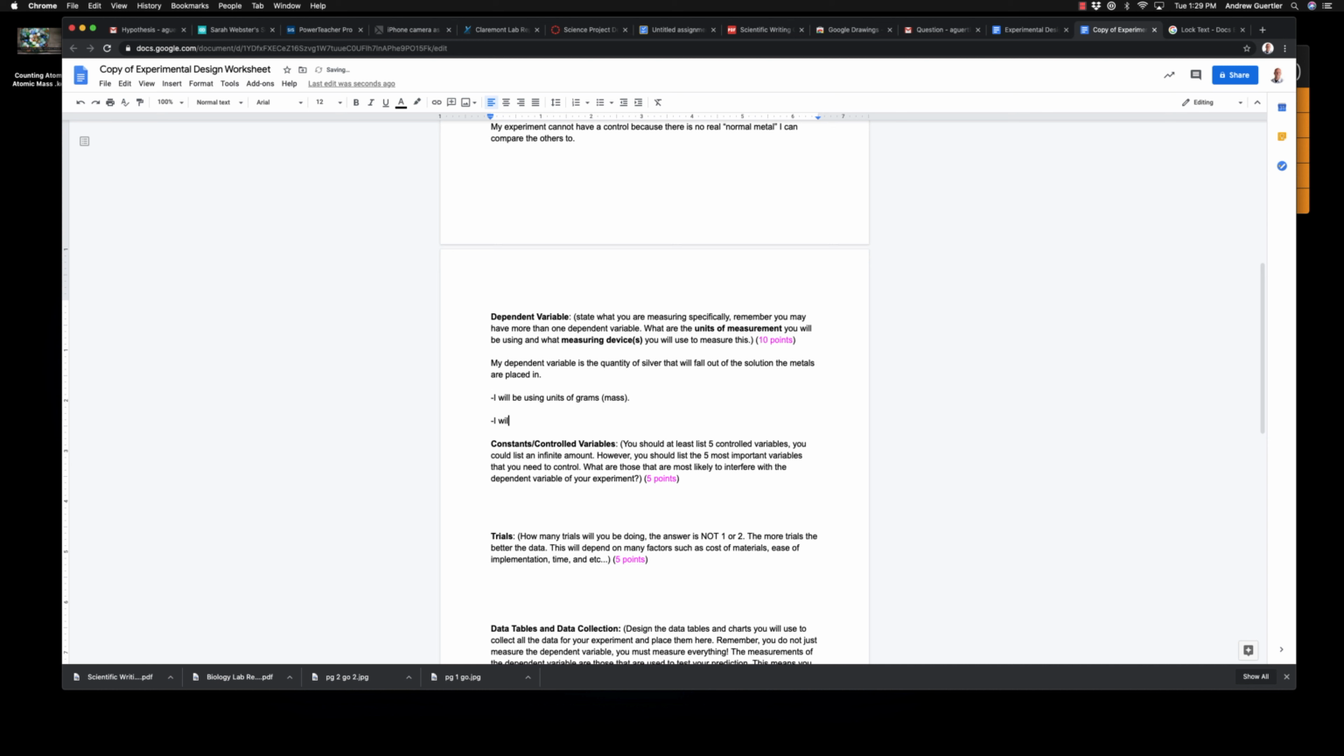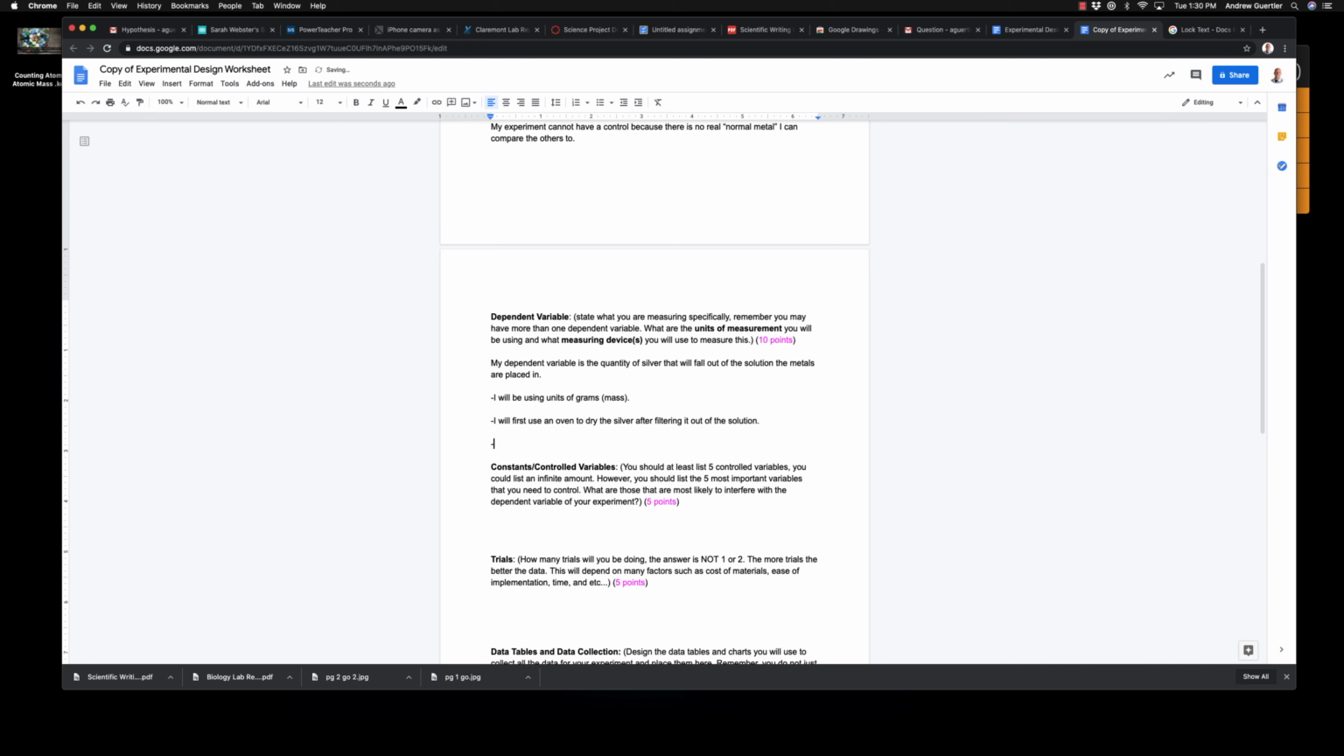I will first use an oven to dry the silver after filtering it out of the solution. I will then use my mass balance to get the mass of the dry silver. See how specific I'm being? And now I've completed that section.